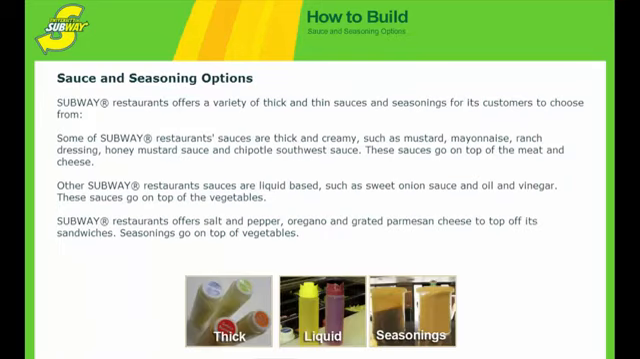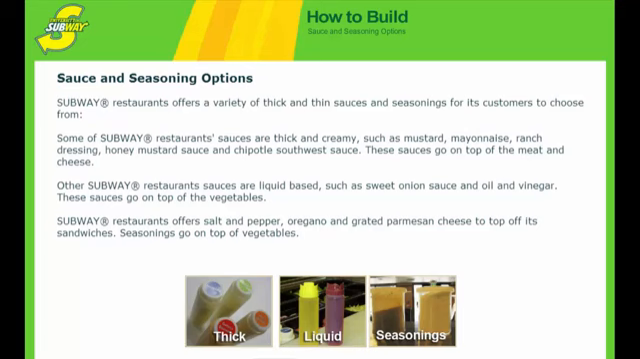Subway Restaurants offers a variety of thick and thin sauces and seasonings for its customers to choose from. Some of Subway Restaurants' sauces are thick and creamy, such as mustard, mayonnaise, ranch dressing, honey mustard sauce, and Chipotle Southwest sauce. These sauces go on top of the meat and cheese. Other Subway Restaurants sauces are liquid-based, such as sweet onion sauce, and oil and vinegar. These sauces go on top of the vegetables.